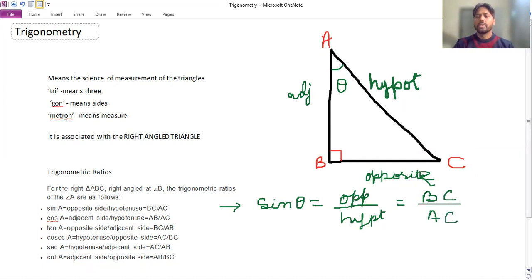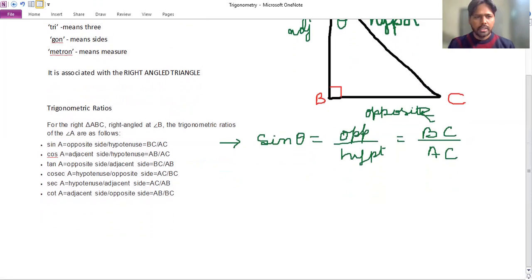This is how the trigonometric ratios are being taken into consideration with respect to a right angle triangle whose right angle is formed at angle B, and we are trying to find out the ratios with respect to the angle theta corresponding to the apex angle A. Now let us see all the other trigonometric ratios in accordance with the given triangle.